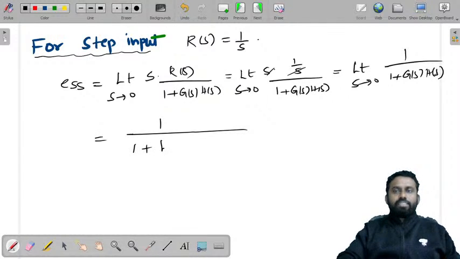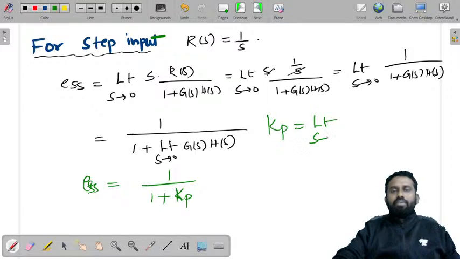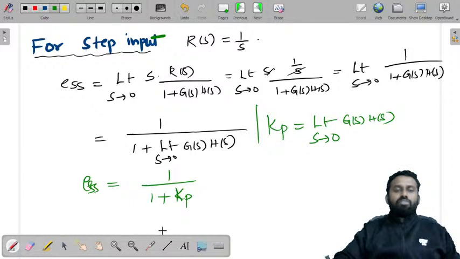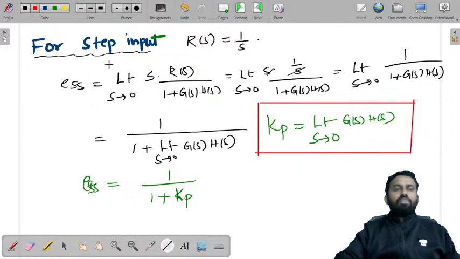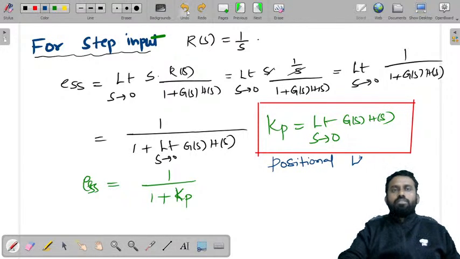So write it down something like this: 1 by 1 plus limit s tends to 0 G of s into H of s. So can I write it as 1 by 1 plus Kp. This Kp is called the position error constant, where Kp is equal to limit s tends to 0 G of s into H of s. Kp is called the positional error constant.